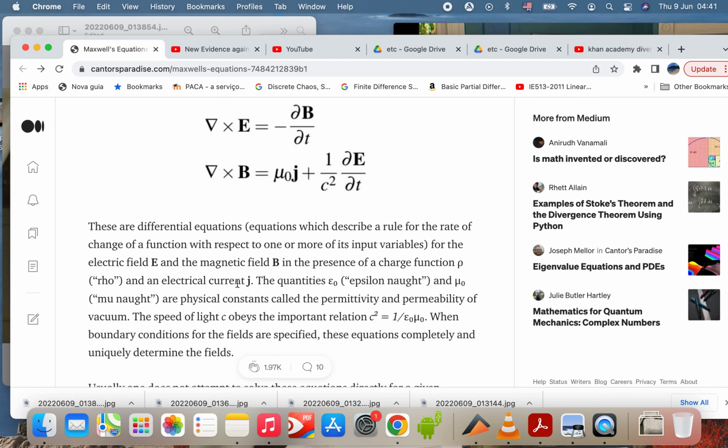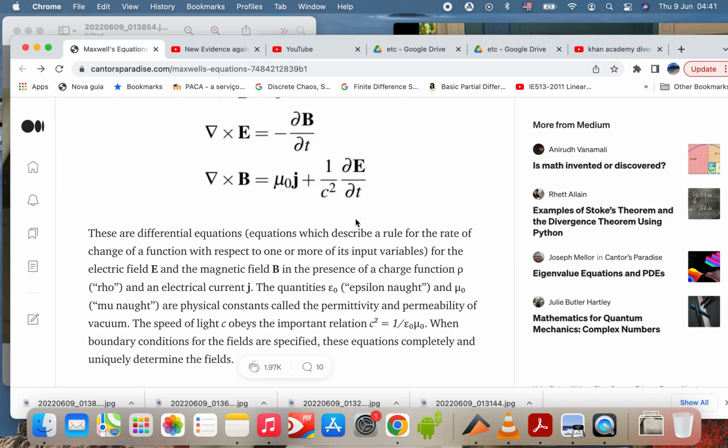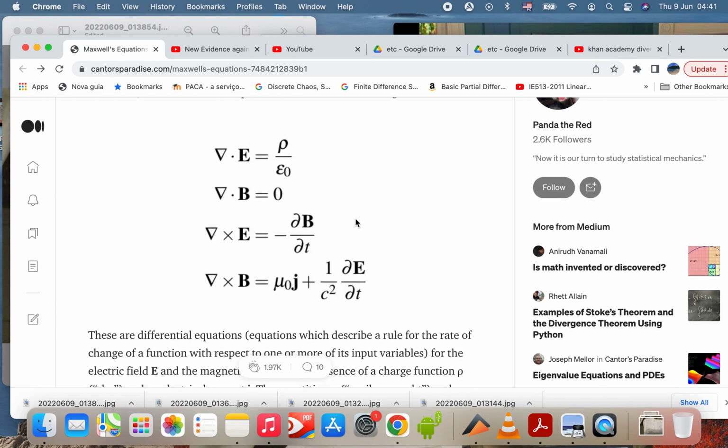I think I already told you that J is electric current, which is going to be easier to deal with if we imagine the entire LC circuit generating the electromagnetic wave, but we can do that in a computational example later.